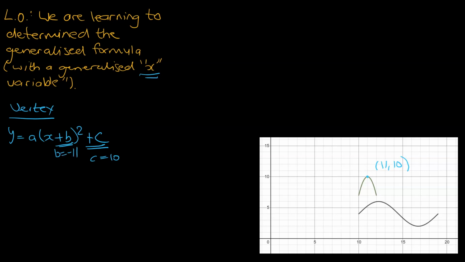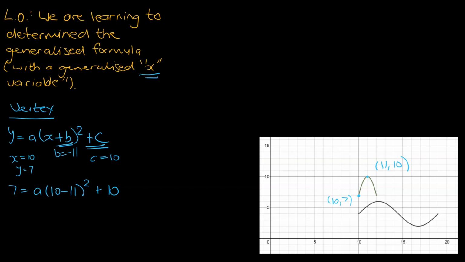And A, we need another point. We can go ahead and calculate that. But I can see a clear point there, which is at 10, 7, that I'm going to use to finish off this equation. So we also know that x will be equal to 10 and y will be equal to 7. So let's put that all together. So 7 is going to be equal to a(10 - 11)^2 + 10. So we put everything in there.